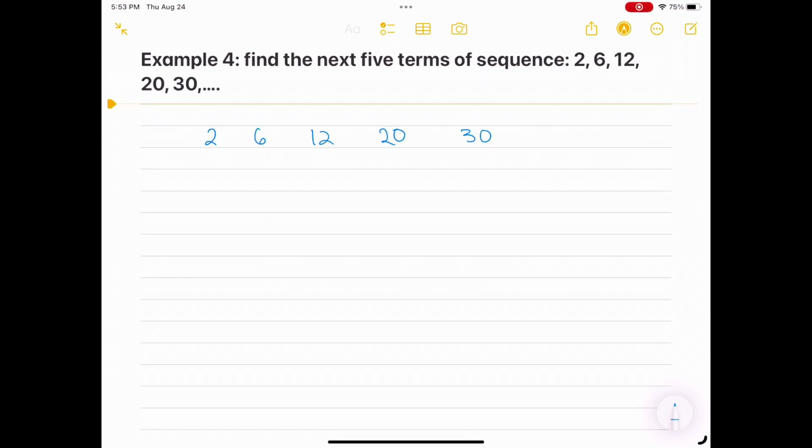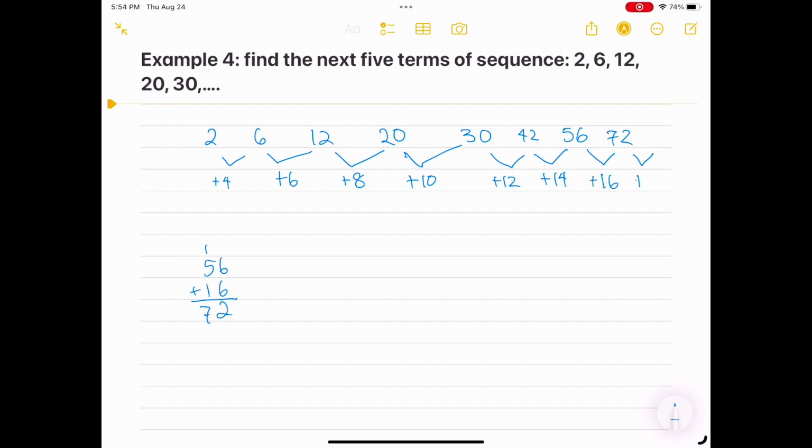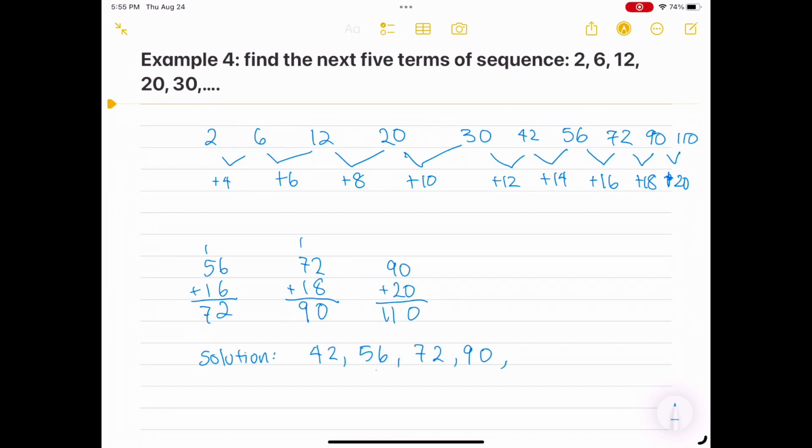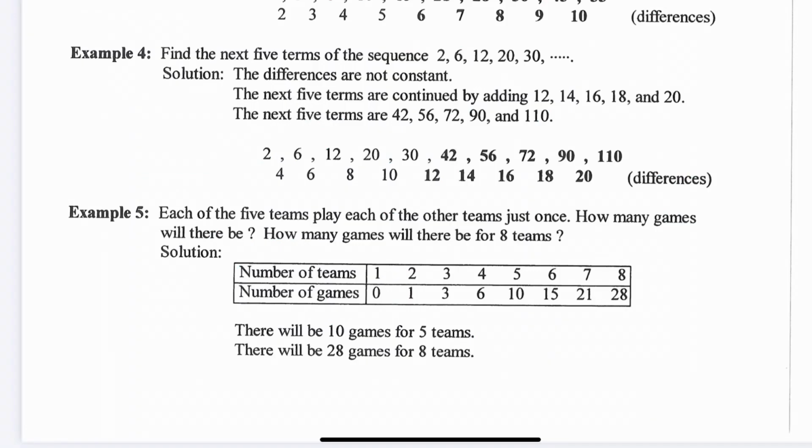Find the next 5 terms of sequence 2, 6, 12, 20, 30, etc. The differences are not constant. The next 5 terms are continued by adding 12, 14, 16, 18, and 20. So the next 5 terms are 42, 56, 72, 90, and 110. I invite you to look at example 5 on your own.